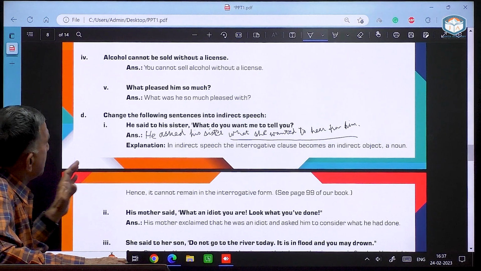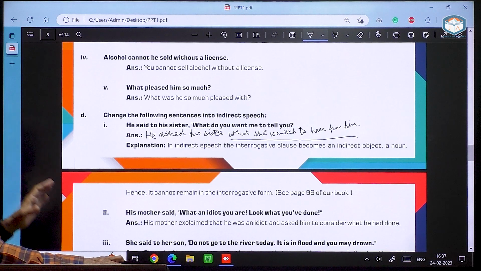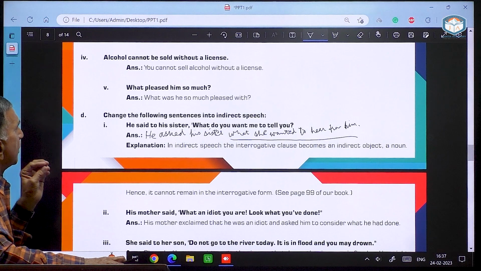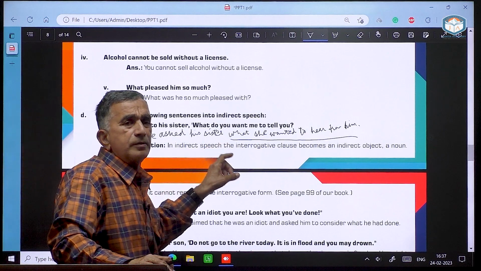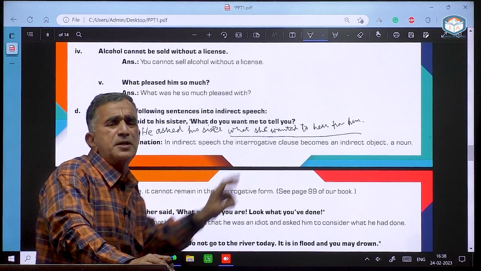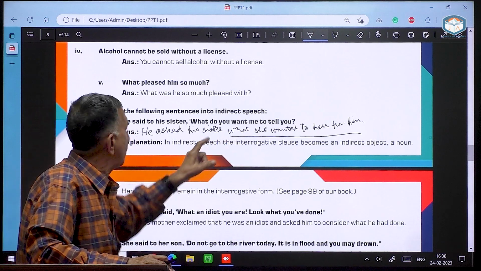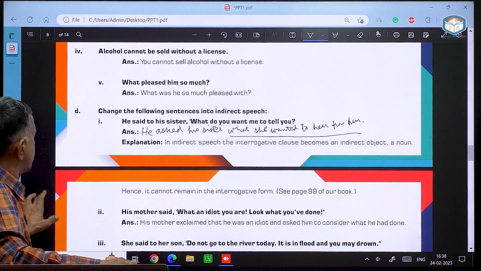Next is changing into indirect speech. He said to his sister, what do you want me to tell you? He asked his sister what she wanted to hear from him. Now, the interrogative sentence becomes the assertive sentence because it becomes the object of sister. It doesn't remain a question in indirect voice.